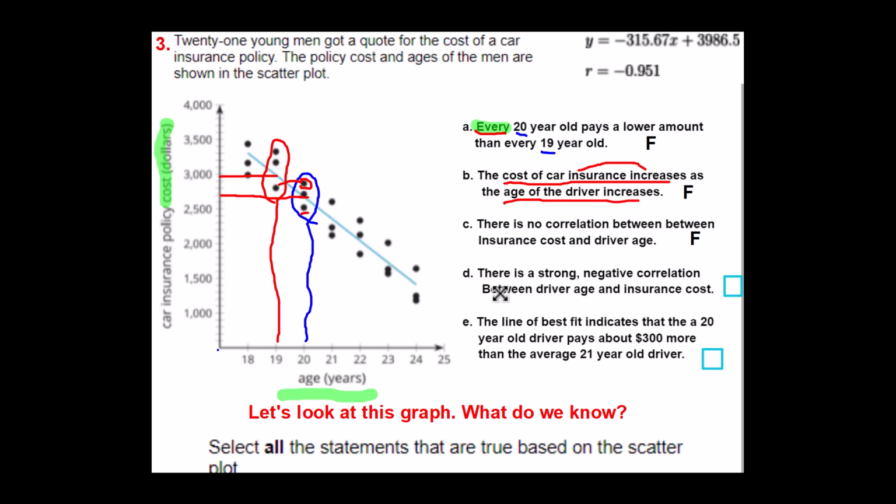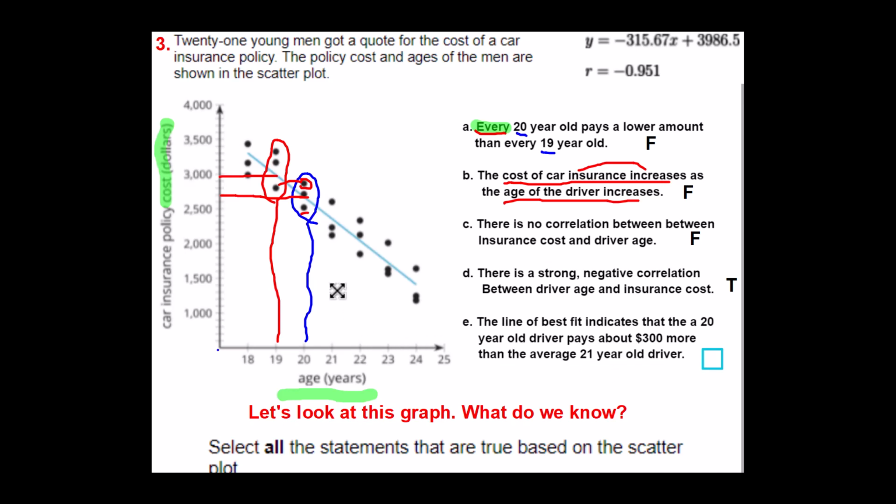And let's go ahead and move to part D. There's a strong negative correlation between driver age and insurance cost. Okay, we're just repeating what we said. Strong negative correlation. Negative correlation is going to go down. The line of best fit indicates that a 20-year-old driver pays about $300 more than the average 21-year-old driver.